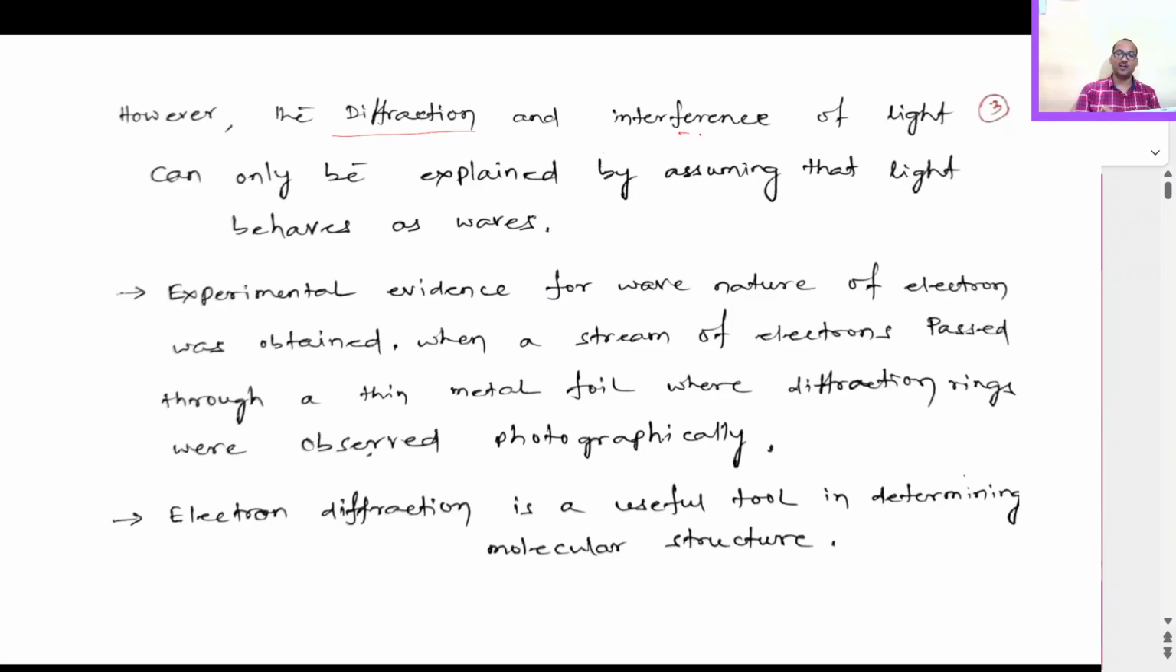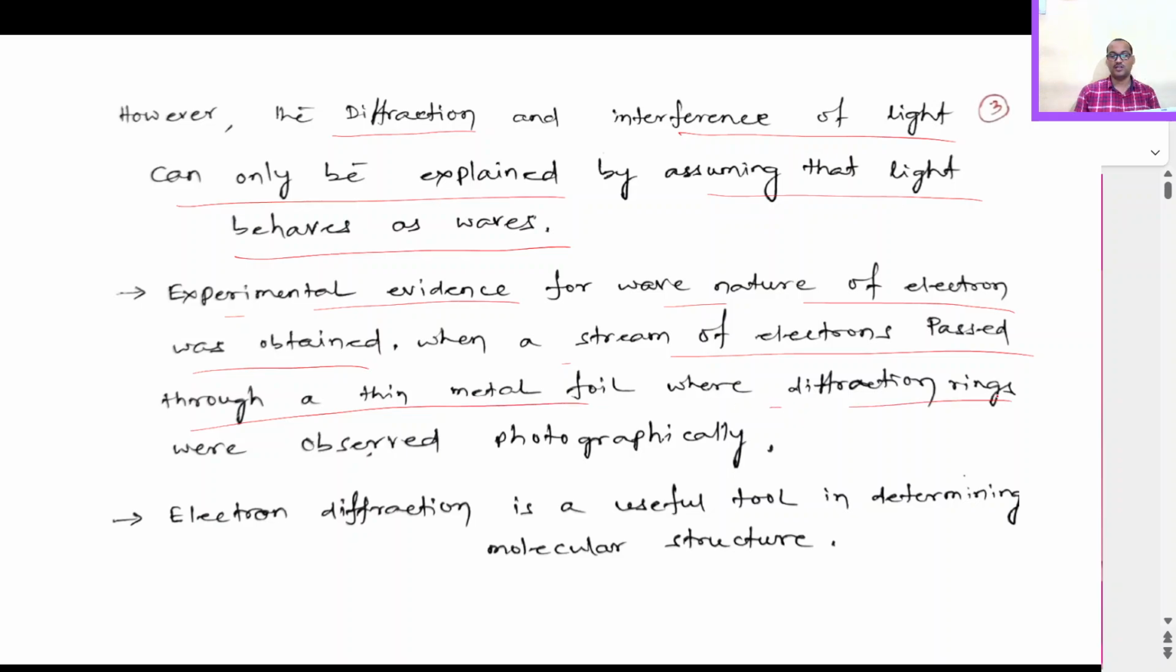However, the diffraction and interference of light can only be explained by assuming that light behaves as waves. Experimental evidence for the wave nature of electrons was obtained when a stream of electrons passed through a thin metal foil, where diffraction rings were observed photographically. Electron diffraction is a powerful tool in determining molecular structure.